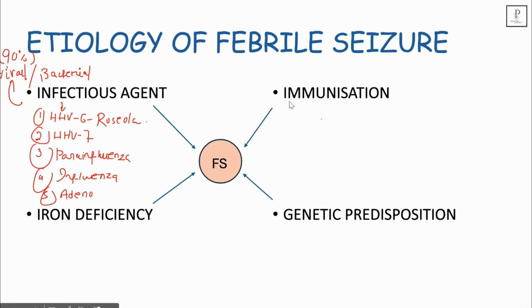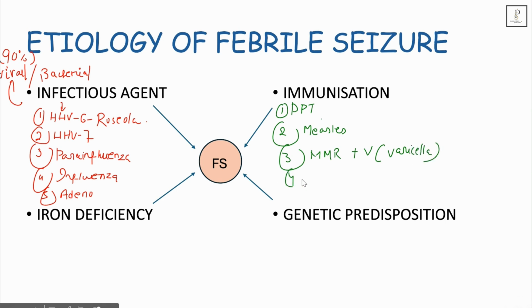Next comes immunization. There are many vaccines that can cause fever and febrile seizure. One is DPT, another is measles, then MMR, plus V, which stands for varicella, then MMRV. MMR separately will also cause febrile seizure.